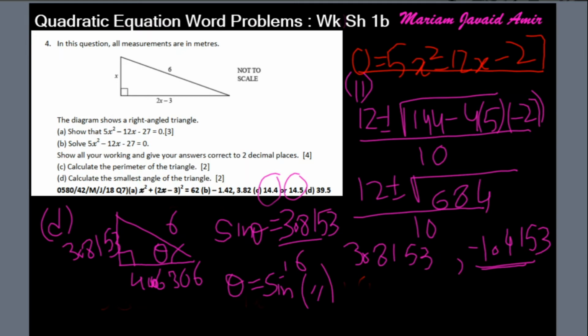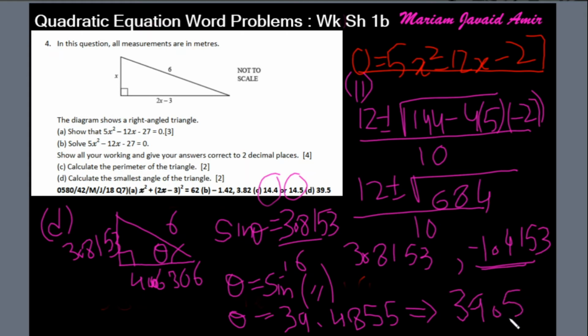Sine inverse 3.8153 divided by 6, which gives me 39.4855. First I'll write the answer till 4 decimal places, and then in the exam every angle has to be rounded off to 1 decimal place. So the final answer for the angle is 39.5.